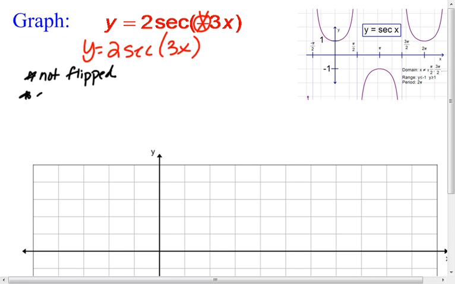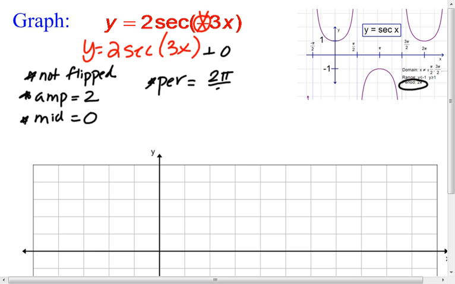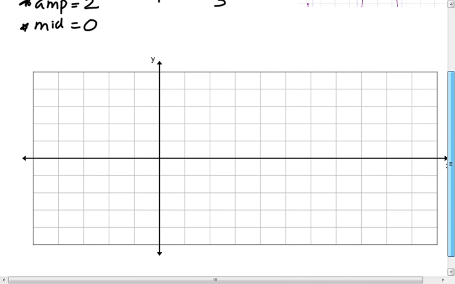It has an amplitude of 2. Again, I have this plus 0 back here, so it has a midline of 0. And then when I calculate my period, I'm going to pay attention to this. Secant's normal period is 2 pi, so when I calculate my period for my transformation, I will go 2 pi over the number in front of the x, which is 3. Okay? Again, because the normal period is 2 pi, that's one full trip around the circle, which means you need 4 quadrants when you do this. So 1, 2, 3, 4 quadrants when you do this. The period is 2 pi over 3.